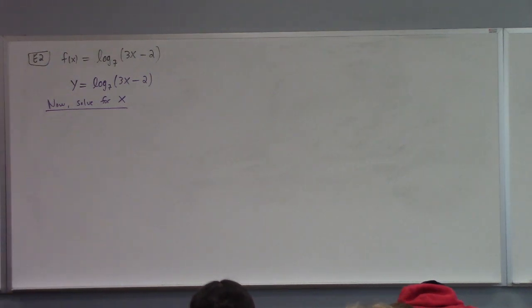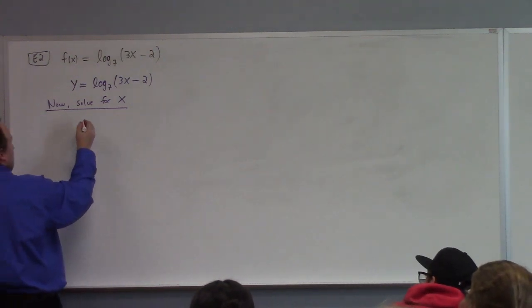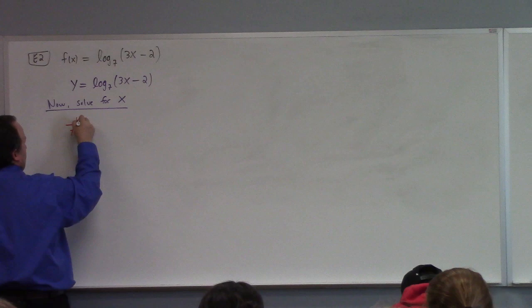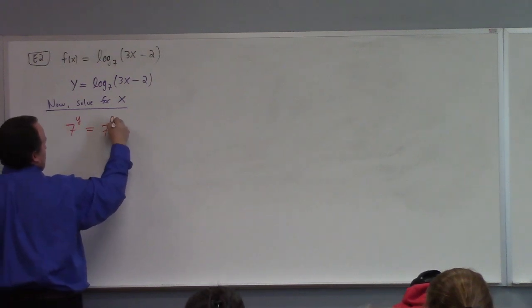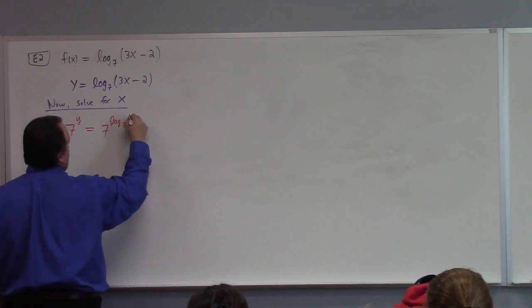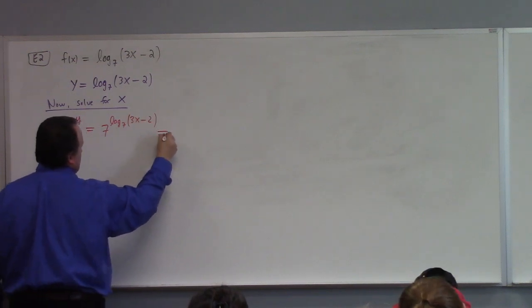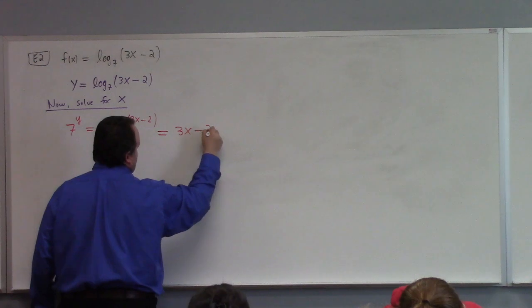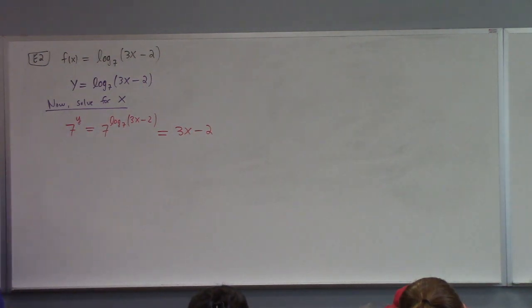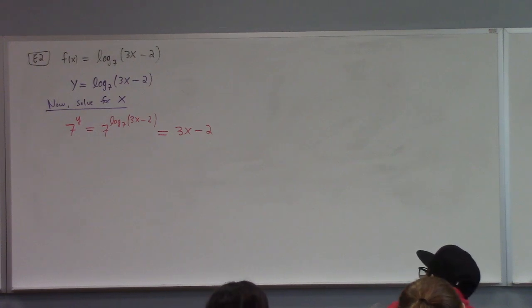So the next thing I'm going to do is, let's see here, I've got a log base 7 on one side, right? So the natural enemy of the log base 7 is 7 to a power. So I get 7 to the y is equal to 7 to the log base 7 of 3x minus 2. But that is 3x minus 2, because log base 7 and the exponential base 7 are inverse functions. Now I just need to solve for x. Can you do it?